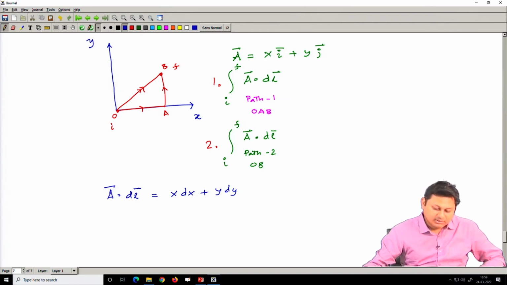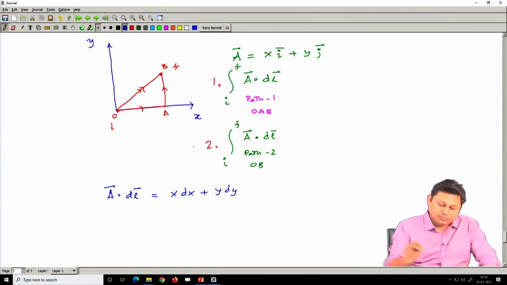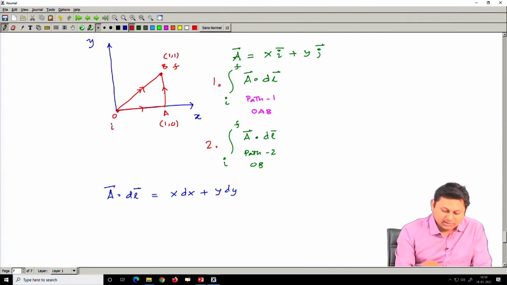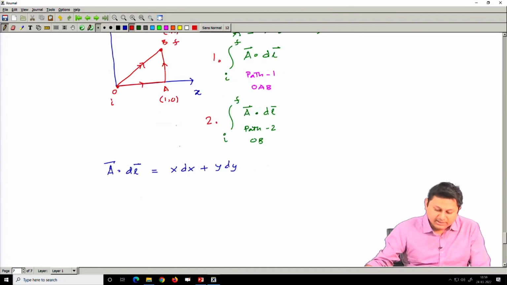So, when you have x dx plus y dy, then you should put it and then one by one you execute. For example, here the path, I need to give the value also. So, the coordinate of this point is 1 0 and the coordinate of this point is 1 1. So, this length is 1 and this length is 1.